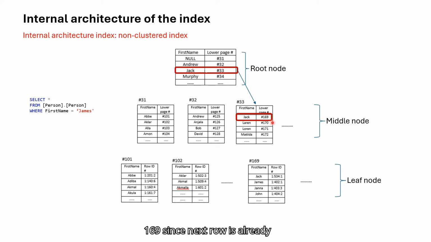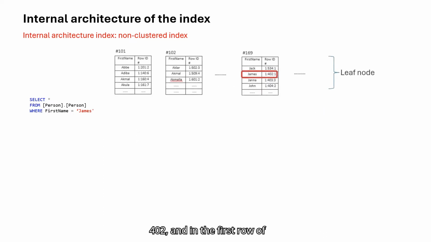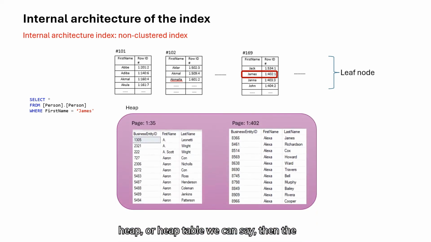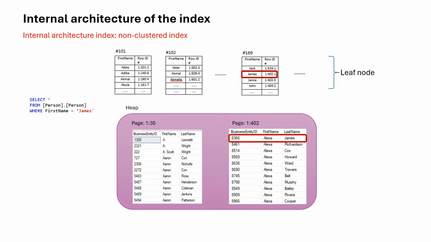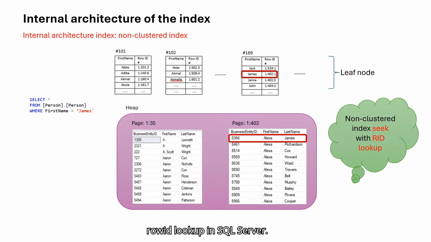169 since next row is already starting with letter L. As a result, page number 169 is selected and James row is found there. Here we find that James is located in file numbered 1, page numbered 402, and in the first row of heap, or heap table we can say, then the result is returned. If we have several records of James, we would have many records in the leaf node here. All the operations we just saw is called non-clustered index seek with row ID lookup in SQL Server.